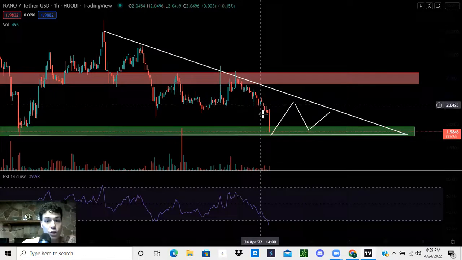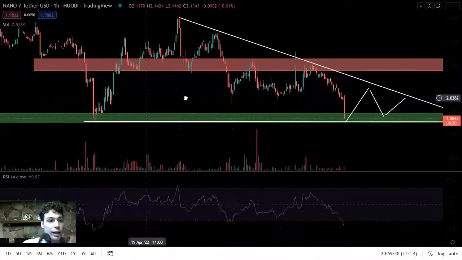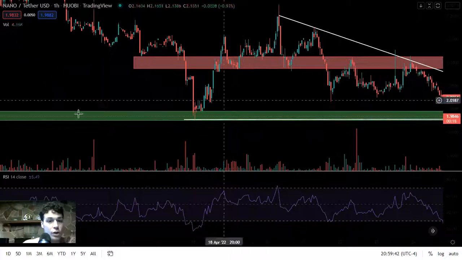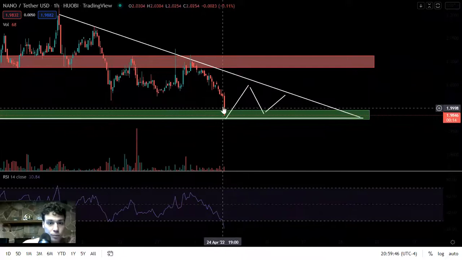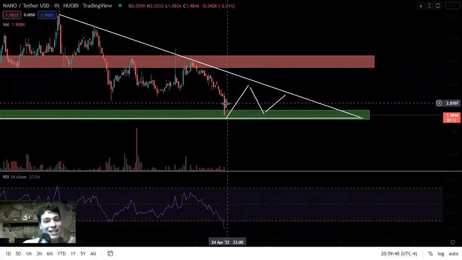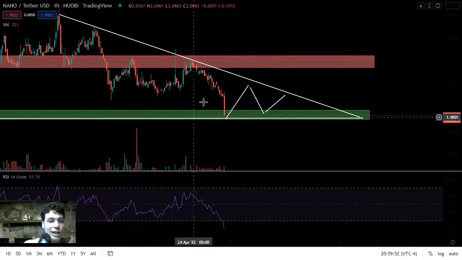Okay, so now we're dropping back into demand, to a previous area here where we found demand. And if you zoom back earlier in the chart, we've also found demand in these levels. This is a nasty, nasty candle right here. Okay, we're looking at the 1 hour chart, and this kind of helps my thesis.